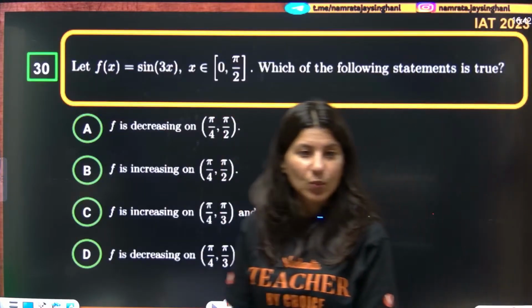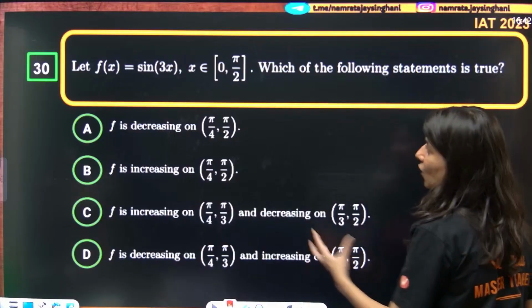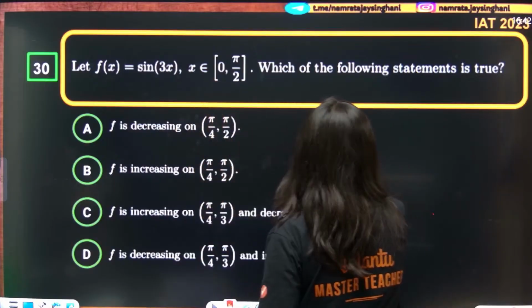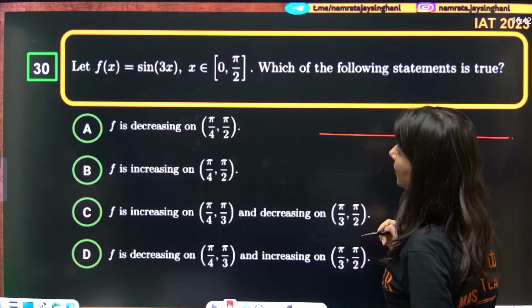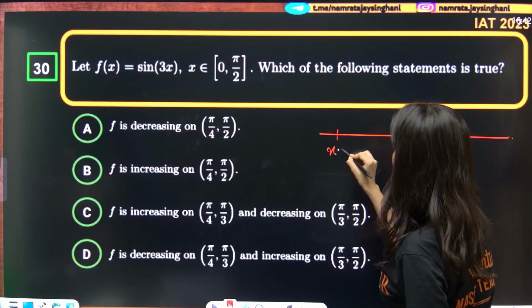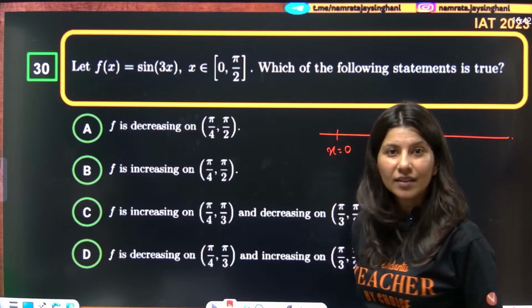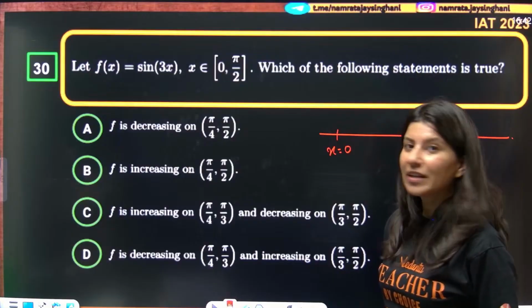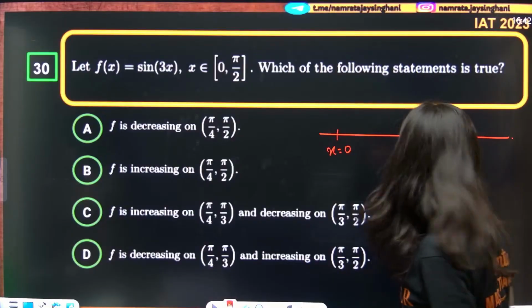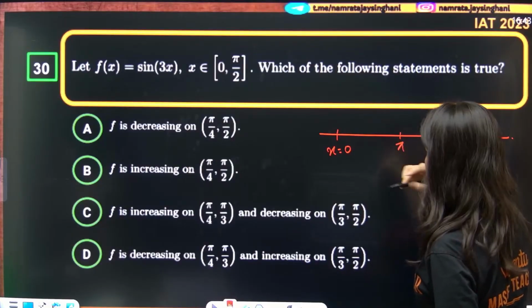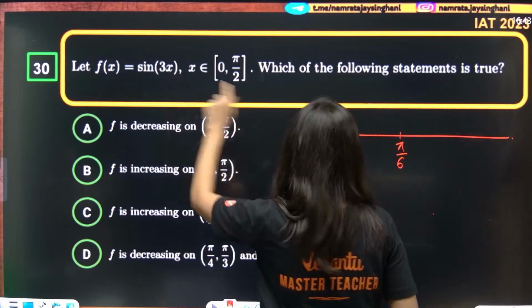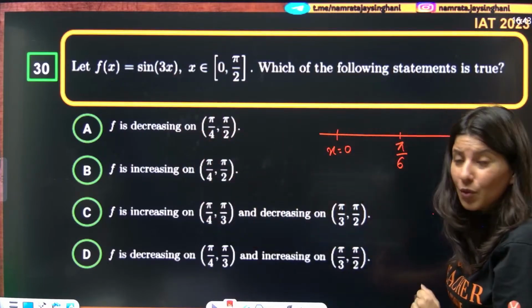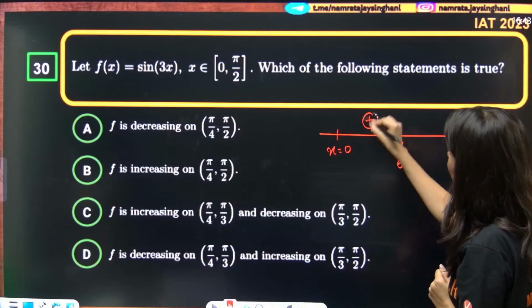Now the next question. We need to figure out sine 3x. Now see, understand. 3x. So this is 0. X is equal to 0. And now if I just put pi by 6, this is your pi by 6. If I put pi by 6, what you're going to get is 3 pi by 6. So this is pi by 2. This is your first quadrant. In first quadrant, sign remains positive.